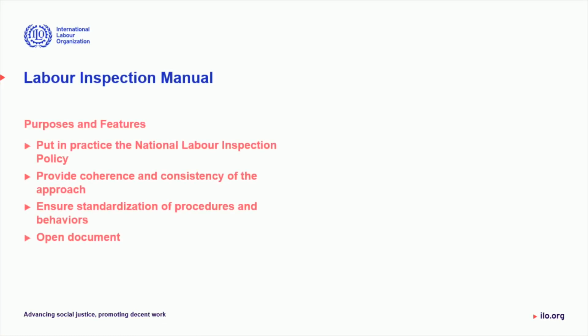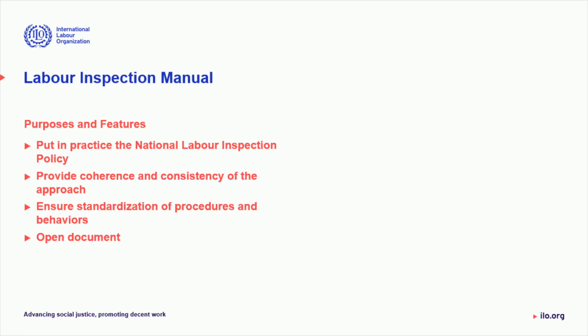The purposes and features of a labor inspection manual are to put into practice the National Labor Inspection Policy, provide coherence and consistency in the approach of labor inspection, ensure standardization of procedures and behaviors, and serve as an open document that can be updated as needed. The manual serves as a guide for labor inspectors to follow when conducting inspections and enforcing labor laws and regulations.